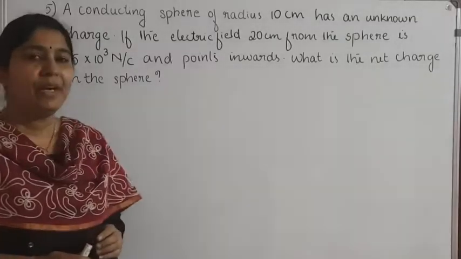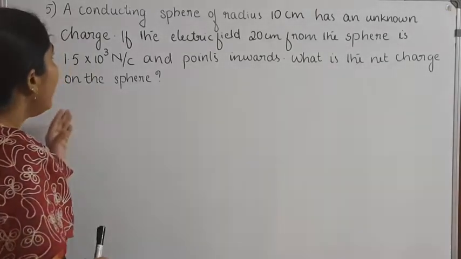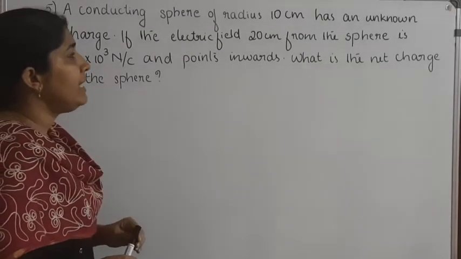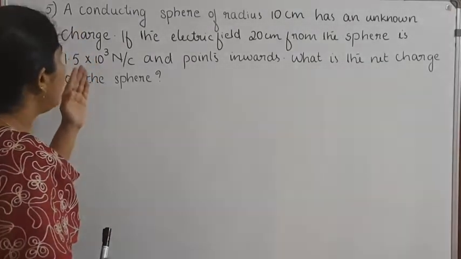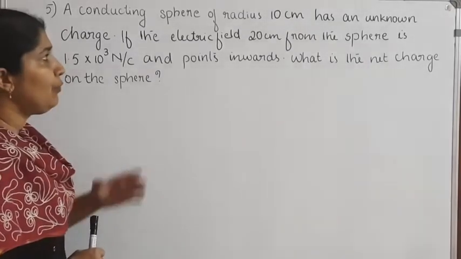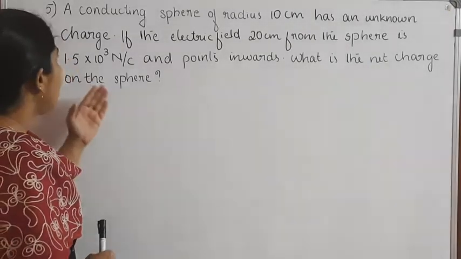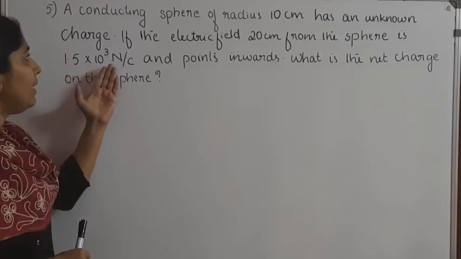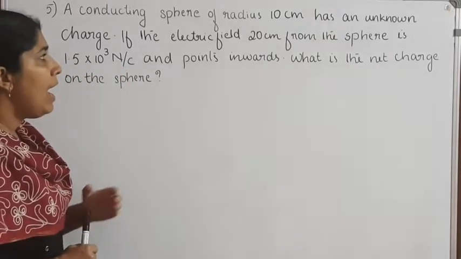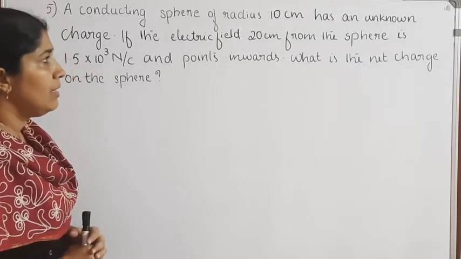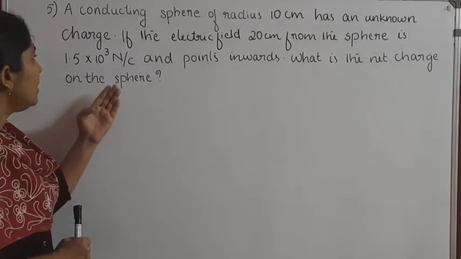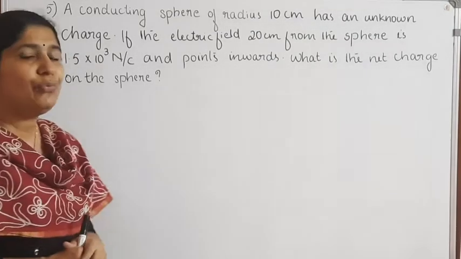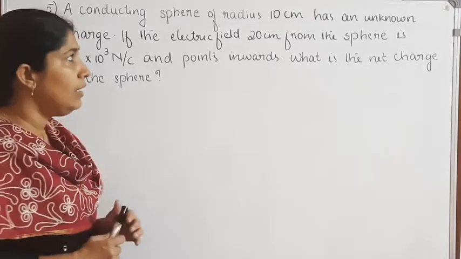Our fifth question is, a conducting sphere of radius 10 cm has an unknown charge. If the electric field 20 cm from the sphere is 1.5 into 10 raised to 3 Newton per Coulomb and points inwards, what is the net charge on the sphere? We want to find out the net charge on the sphere.